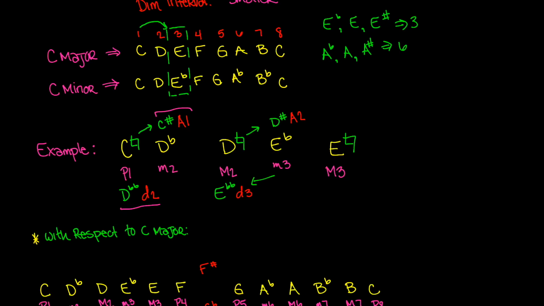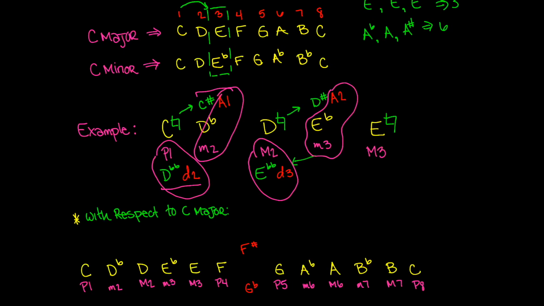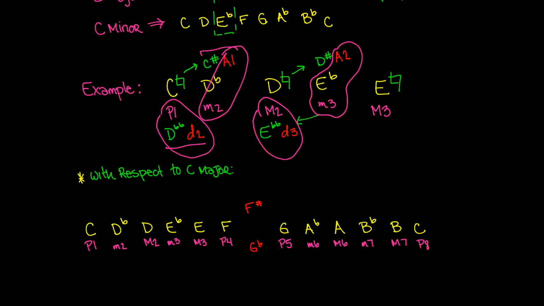And the thing that you should really think about here is that a diminished second is the same thing as a P1. A diminished third is the same thing as a major second. An augmented 1 is the same thing as a minor second. And an augmented 2 is the same thing as a minor third. Okay, and there's a lot more examples like this. But even though they're the same thing, we still have distinctions about. So let's take a look at this.